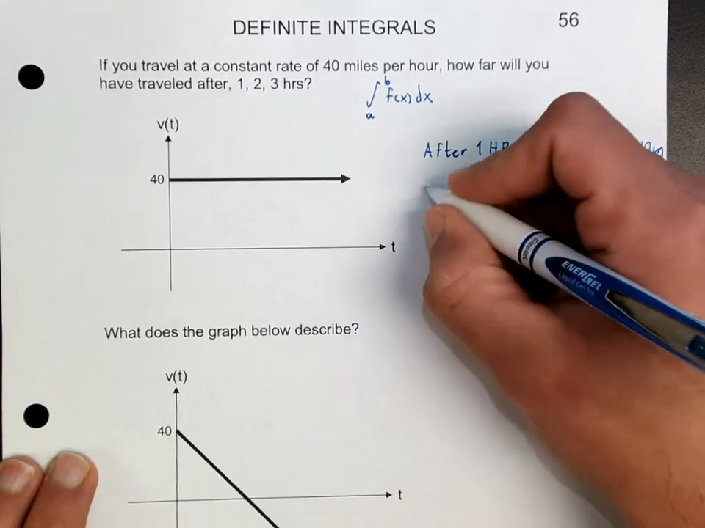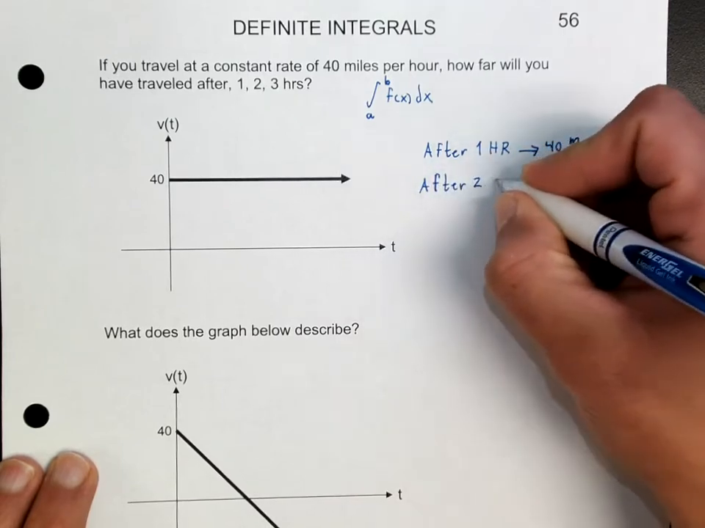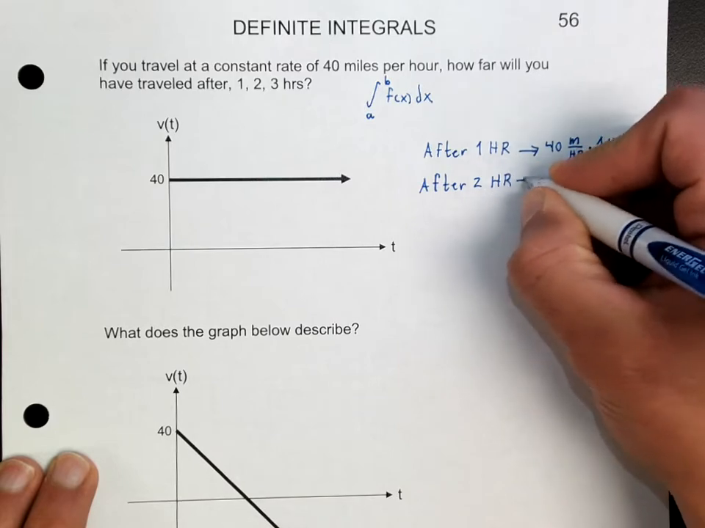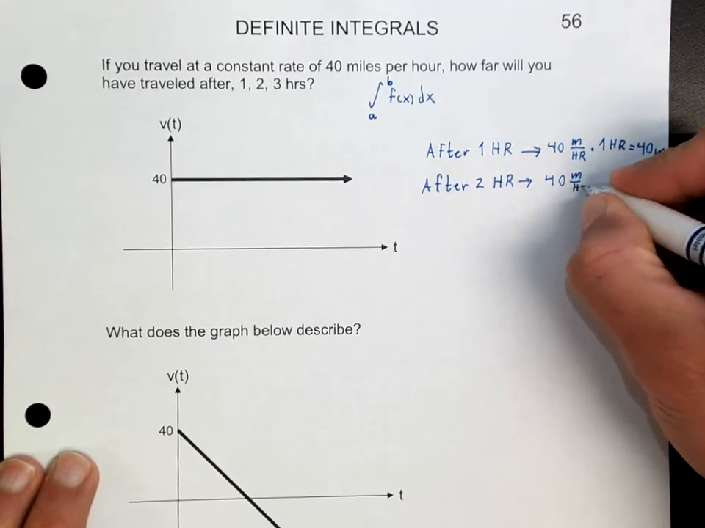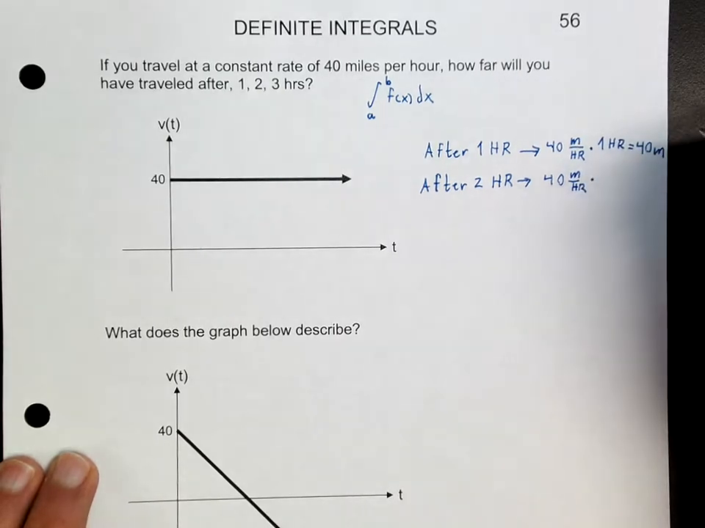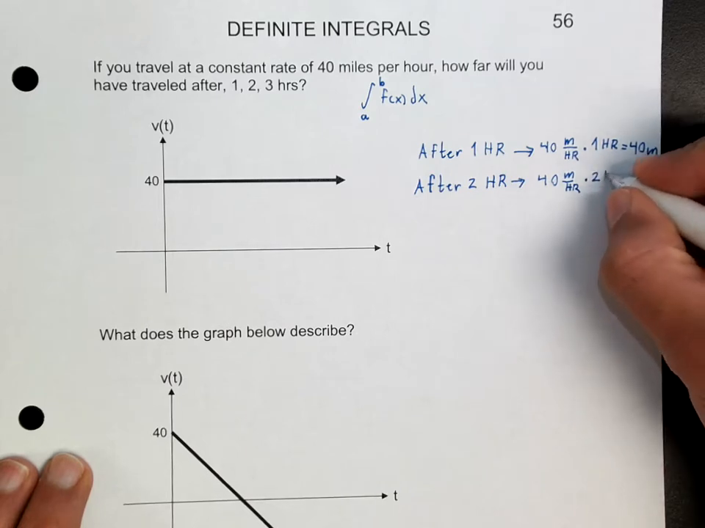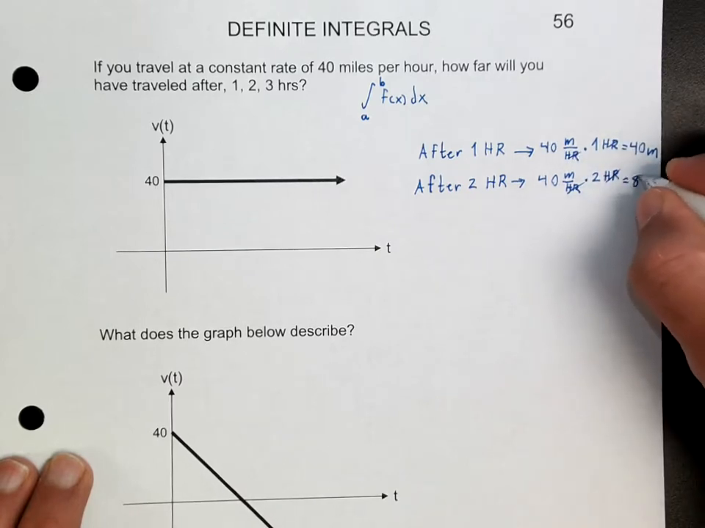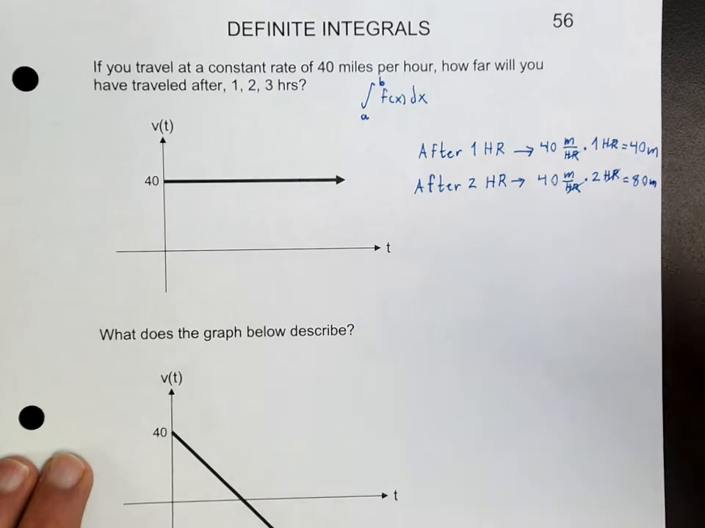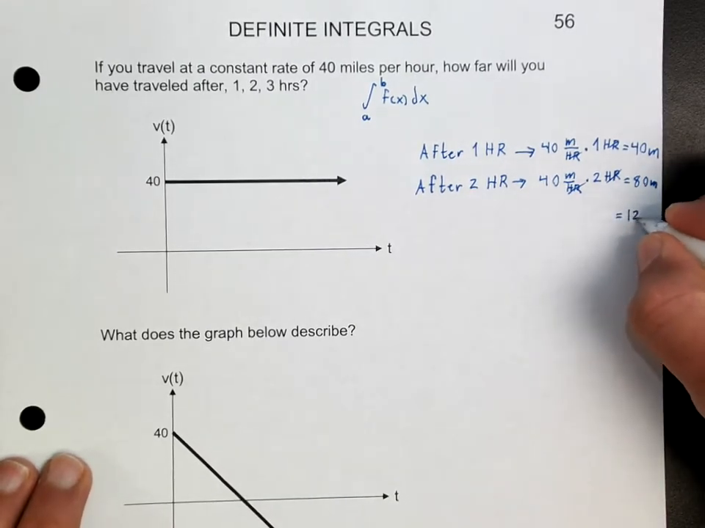Alright, after 2 hours, you would do exactly the same thing, 40 miles per hour. If you remember, this is very similar to what you did in hopefully your physics class. Times 2 hours, the hours would cancel and you end up with miles, which in this case would be 80 miles. And if you do that one more time, the answer would be 120 miles, right?